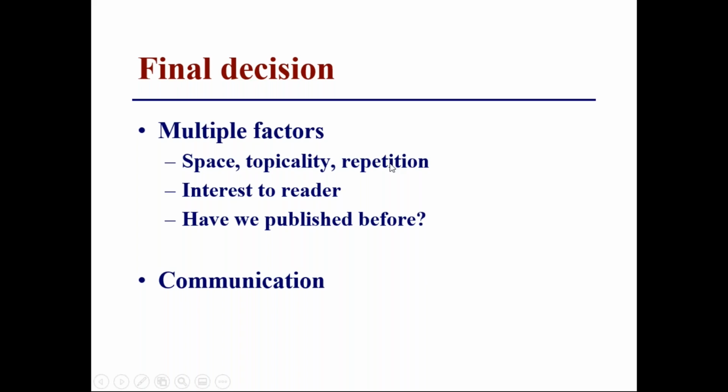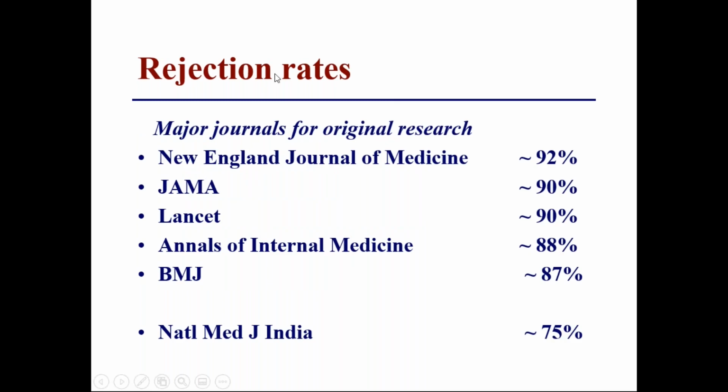So space, topicality, repetitiveness, interest to a reader. If you were to open journals in the past year, you would see a lot of repetition as far as papers related to COVID-19 are concerned. The same thing over and over again. Repetition was thought to be useful, and therefore people repeated. On the other hand, there could be something that's a well-established fact, and then people would stop publishing that again and again. So most often they would communicate to you what their final decision is.